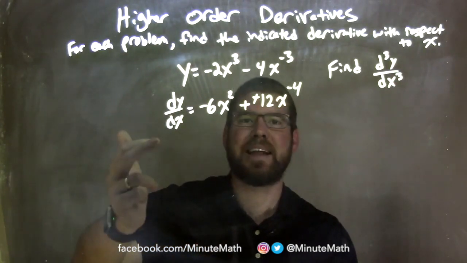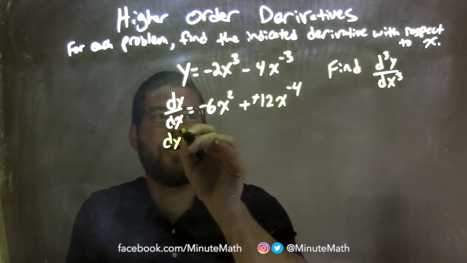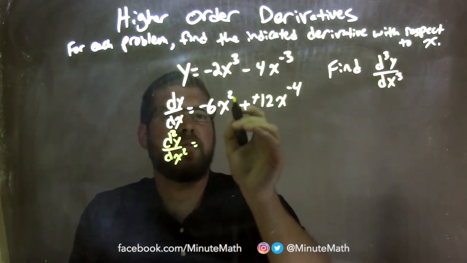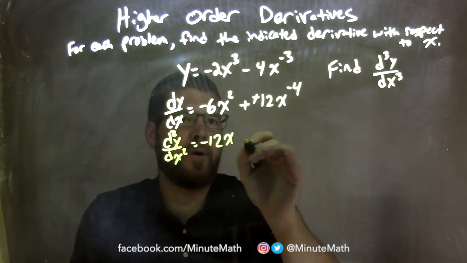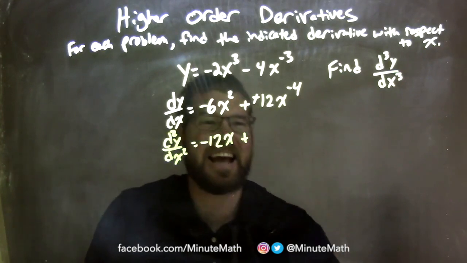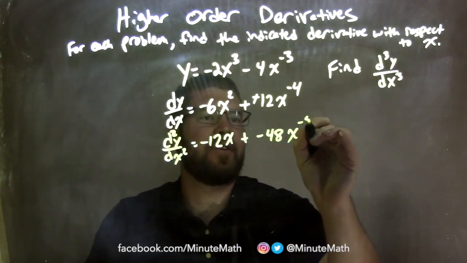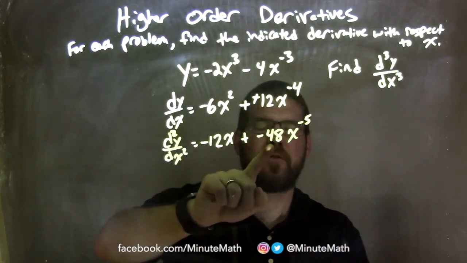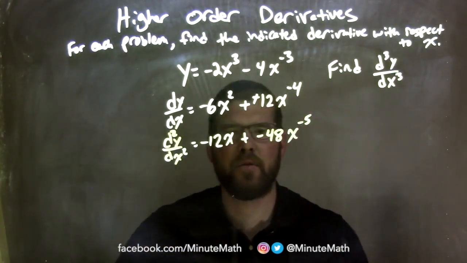Okay, well, let's go find the second derivative here. So d squared y over dx squared is equal to, 2 comes down, 2 times negative 6 is negative 12, x to the first power, plus, well, it's negative 4 times 12, and that's a negative 48. That's x to the negative 5th power, right? So the negative came down, negative 4 times 12 is a negative 48, okay? And then we subtract the exponent by 1 to get a negative 5.